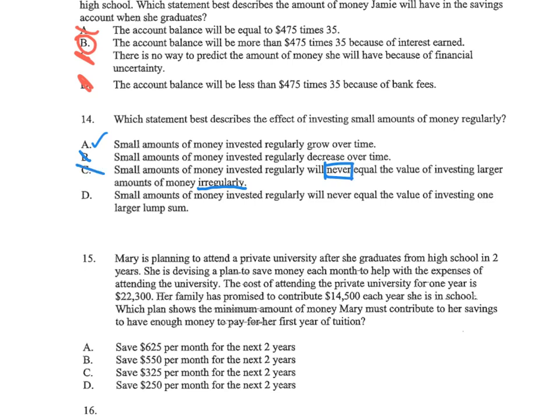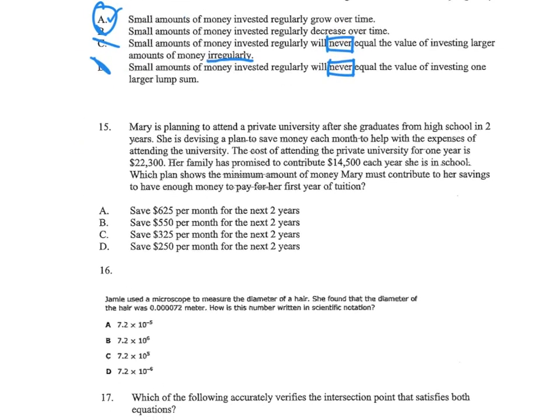D, small amounts of money invested regularly will never equal the amount of investing one larger lump sum. Unless you've just got billions of dollars that you can drop one time and you're only going to do $1 afterwards, that's kind of ridiculous. And again, it says never, meaning that there's never a reason that would happen. So D is also out. Our answer is definitely going to be A on number 14.